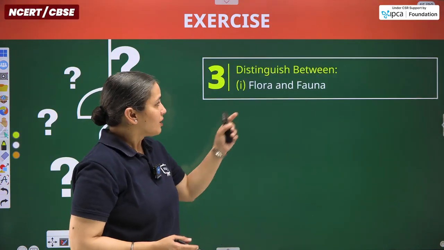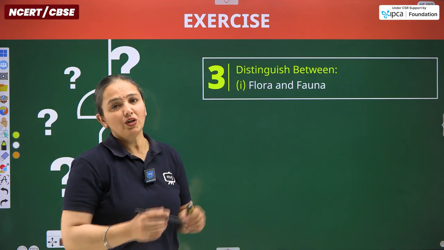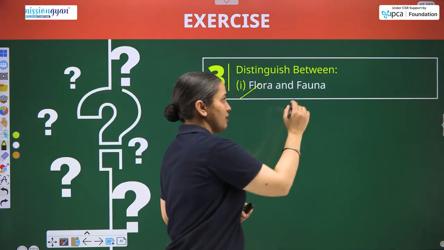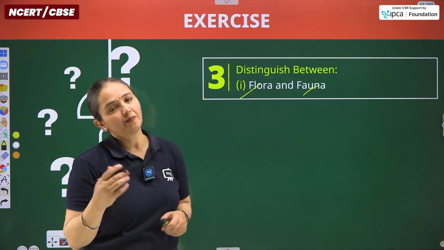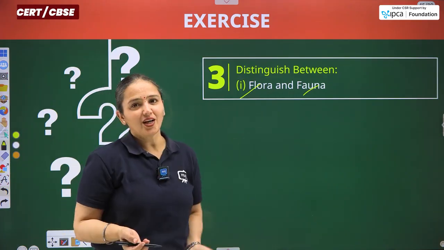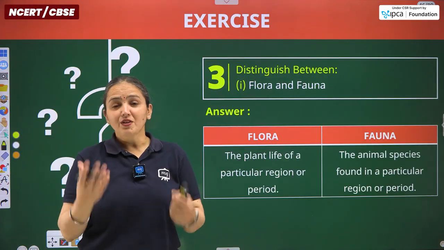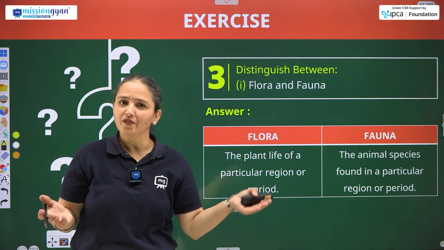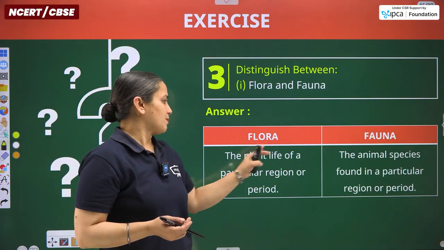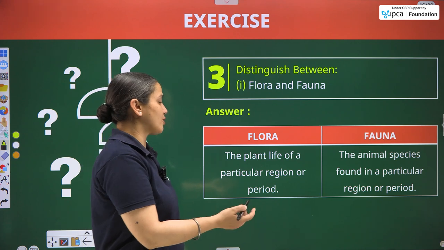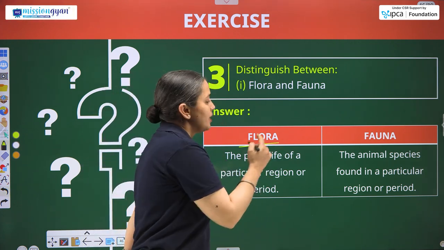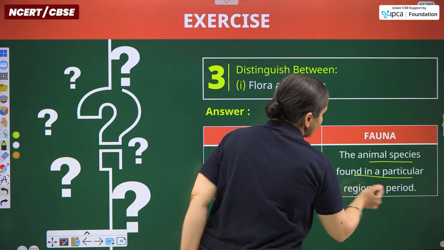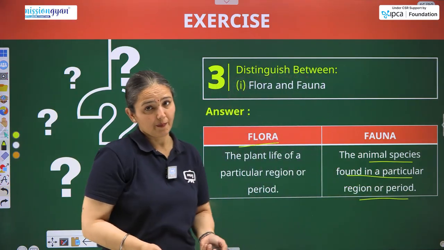Next question. We have to differentiate between flora and fauna. Flora means vegetation and fauna is the geographical name for animals. So basically both are geographical names. And what is the basic difference? One is plant life and the other is animal species. The plant life of a particular region or period is known as flora, and the animal species found in a particular region or period is known as fauna.